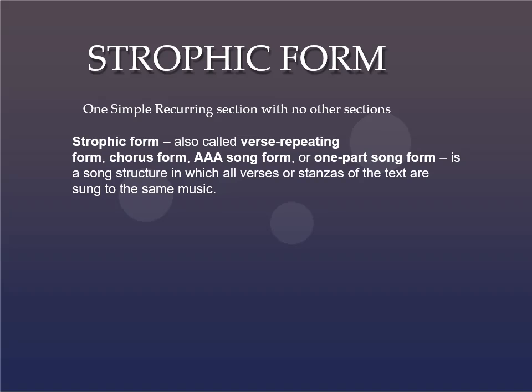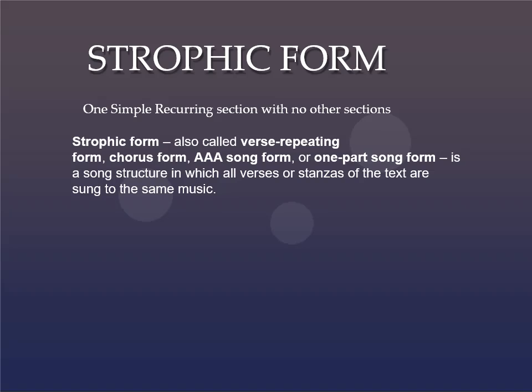It's also called the verse repeating form, the chorus form. There are some songs that are just like a chorus and it keeps repeating itself. Or there are some performances, like hymns, that just keep repeating themselves. It's a song structure in which all verses or stanzas of the text are sung to the same music. It doesn't change.